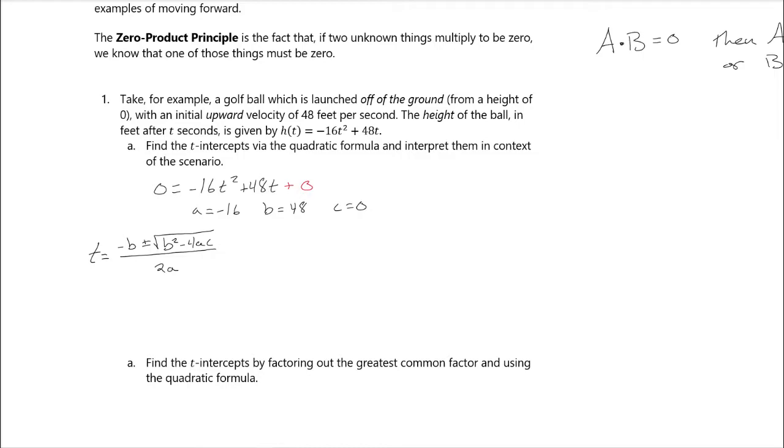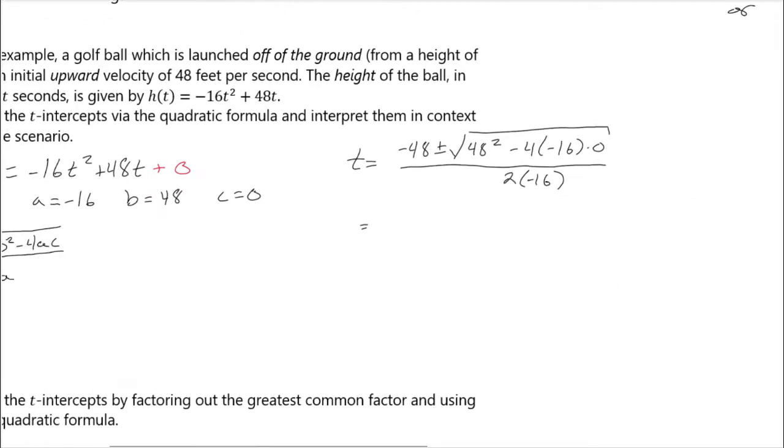So we're going to plug these values into the quadratic formula and simplify. We'll get that t equals negative 48 plus or minus the square root of 48 squared minus 4 times negative 16 times 0, close the square root, all over 2 times a, which is negative 16. We'll zoom in and work out this arithmetic.